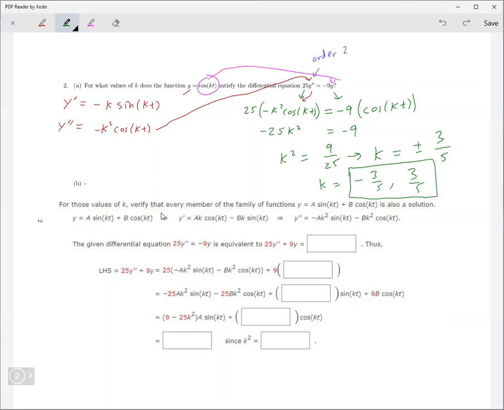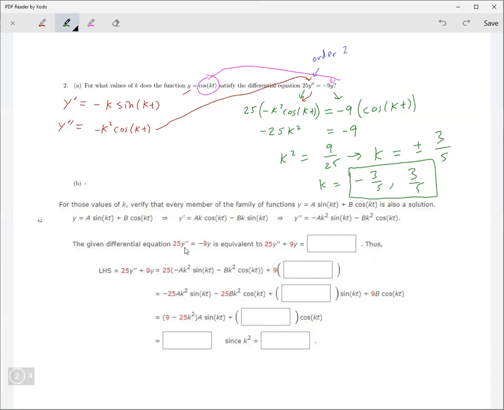For part B, for those values of k, which is these two right here, verify that every member of the family of these functions is also a solution. Here you just have cosine kt, but here they're saying if you multiply it by b, it's b cosine kt. So multiply this by any constant, that's also going to be a solution. And as well, multiplying any constant times sine kt for these values of k is also a solution. And here they've calculated the first and the second derivatives right there.